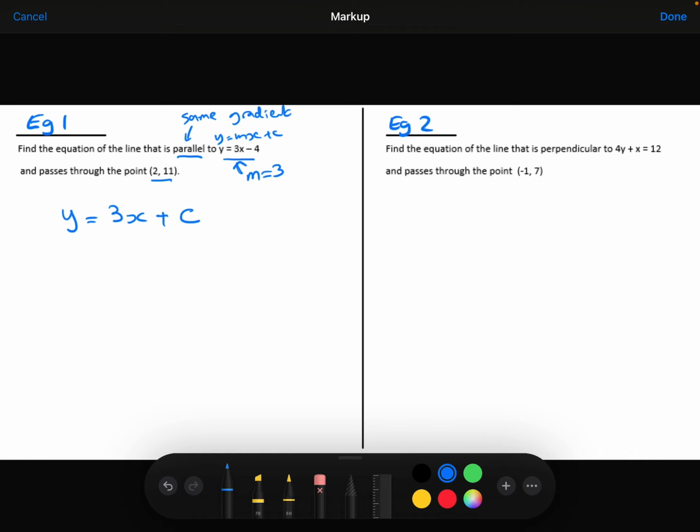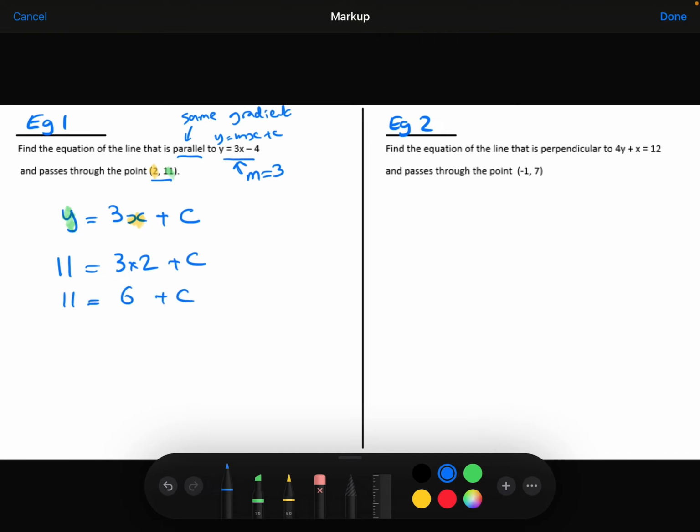I don't know where the line is going to pass through on the y-intercept. All I know so far is that its gradient is 3. But I do know that when the x-coordinate is 2, the y-coordinate is 11. So if I substitute those points in, I can find out that c has to be 5. So the equation of the parallel line that passes through the point (2, 11) is y equals 3x plus 5.